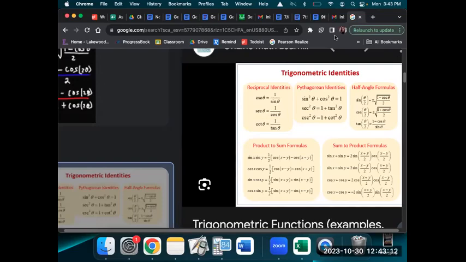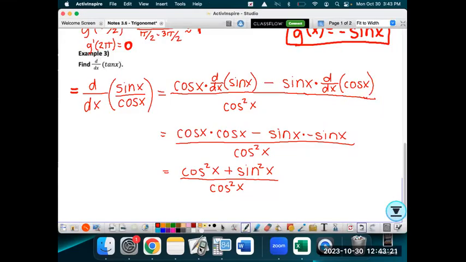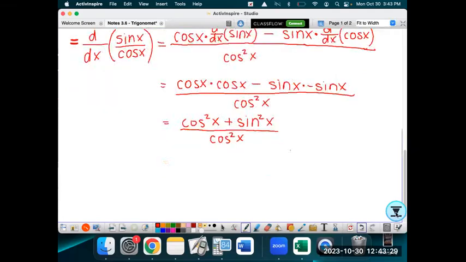But if you look at the Pythagorean identities in the middle, sine squared plus cosine squared equals 1. Here we have cosine squared plus sine squared. So that must equal 1 over cosine squared. One over cosine is secant. So 1 over cosine squared is secant squared.